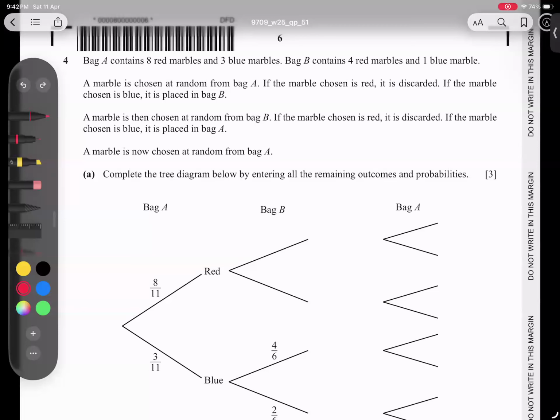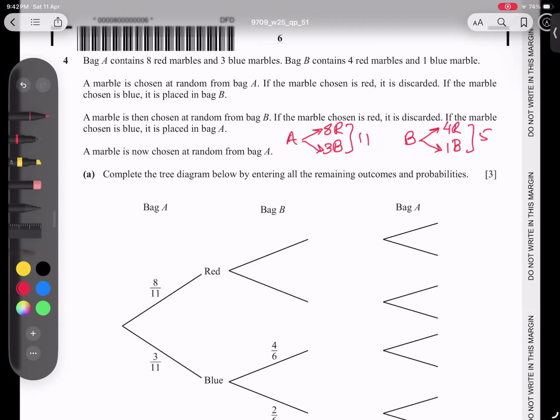Question number 4, students. Bag A contains 8 red marbles and 3 blue. So let me write A. And bag B contains 4 red and 1 blue. For A, how many are red? 8 red. How many blue? 3 blue. Total 11. And from B, there are 4 reds and 1 blue, and the total is 5.